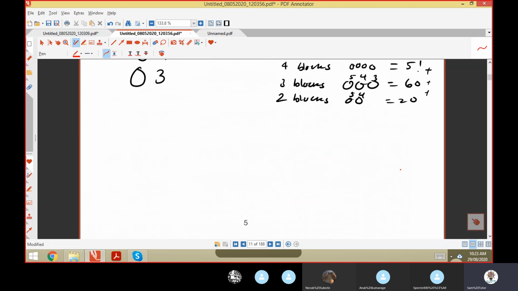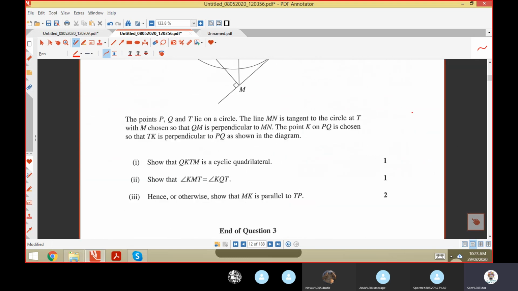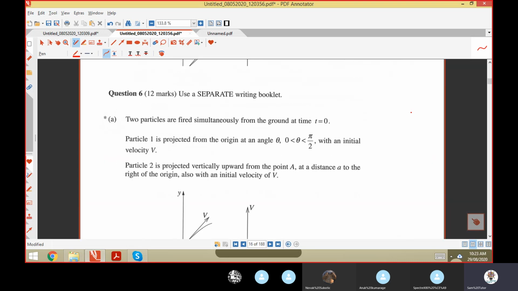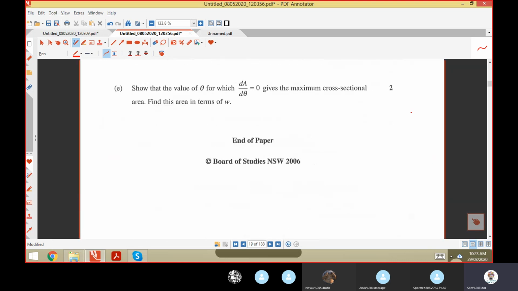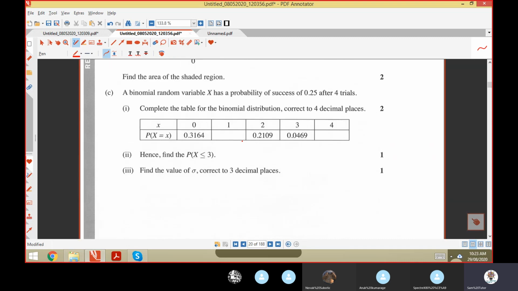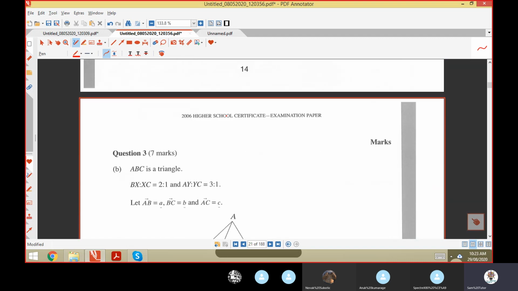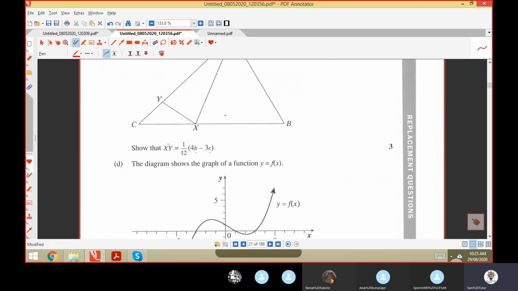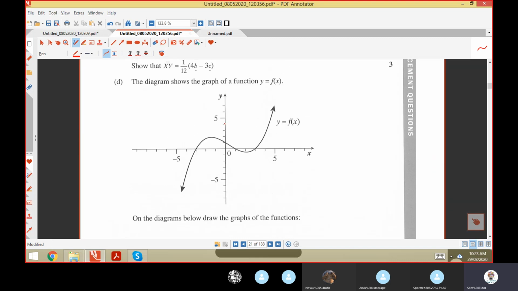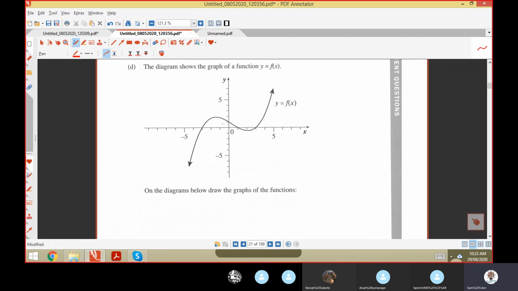It's HSC. So 2003 3D. Let's have a look at the replacement question. Question 1, question 2, question 3, C. No, that's not for this year. That's next year. 3B, that's vectors. That's next year. 3D, that's the one. Oh, Novak already knows what's going to happen.